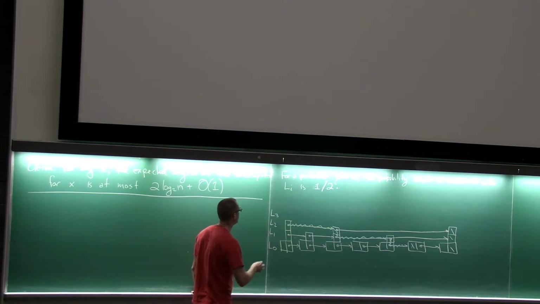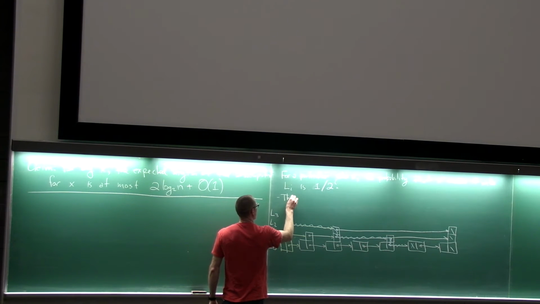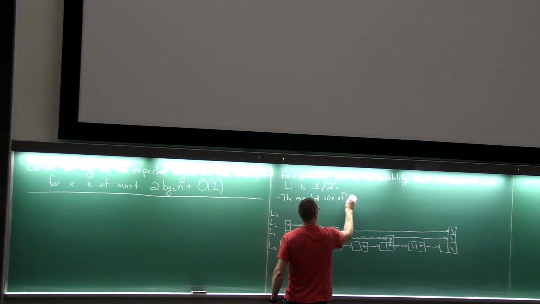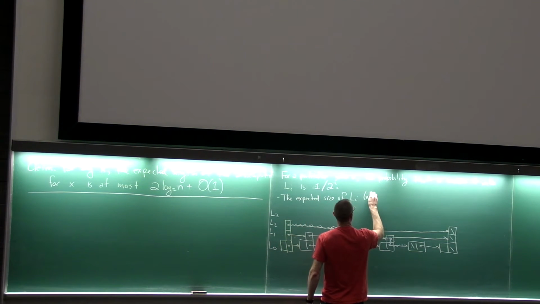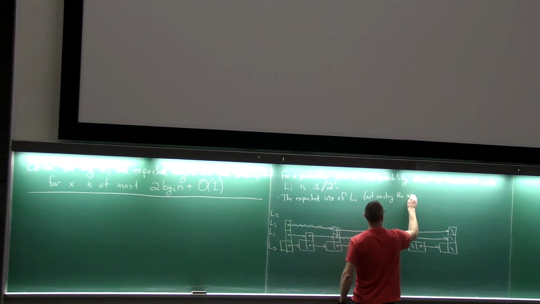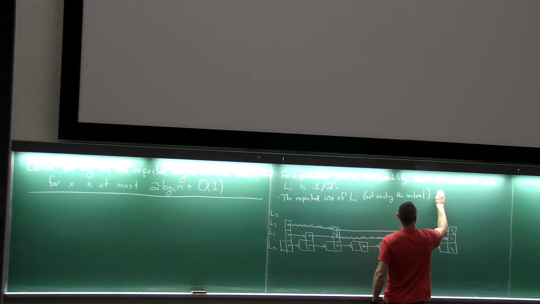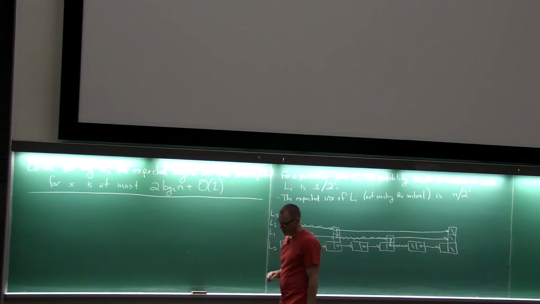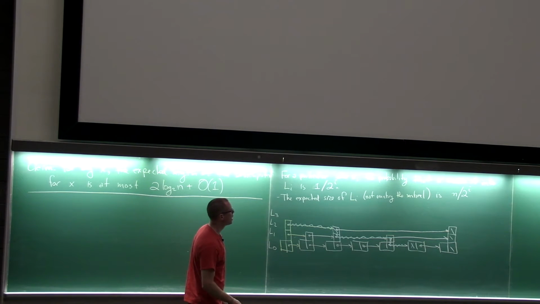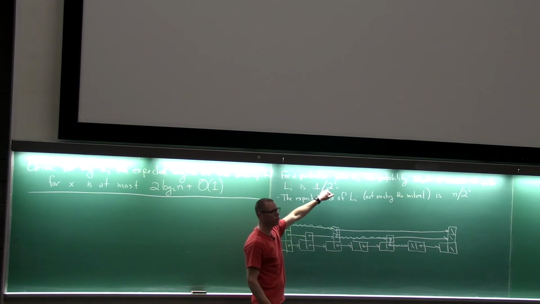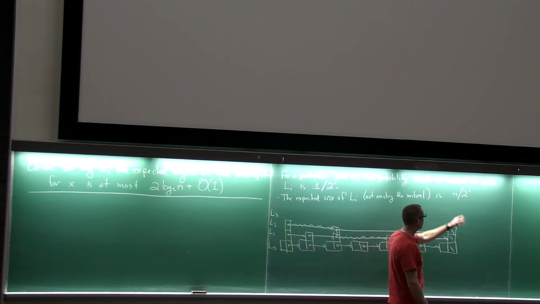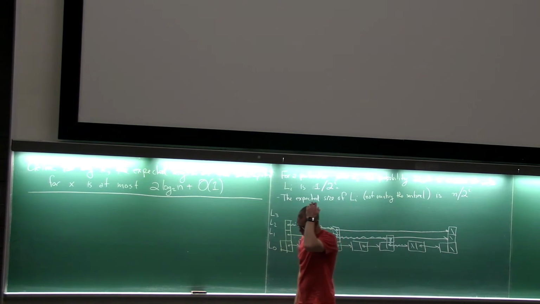And from that, we deduced that the expected size of Li, and that's not counting the sentinel, is n over 2 to the i. You start with n elements in the bottom list. Each one has probability 1 over 2 to the i of making it into the ith list. And so the expected number that you get is n over 2 to the i.